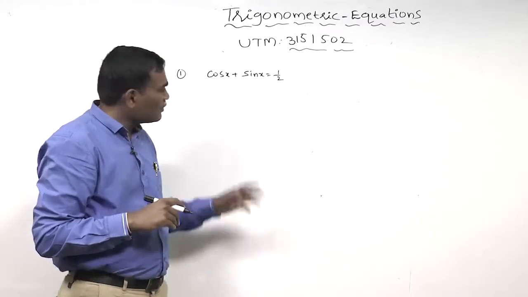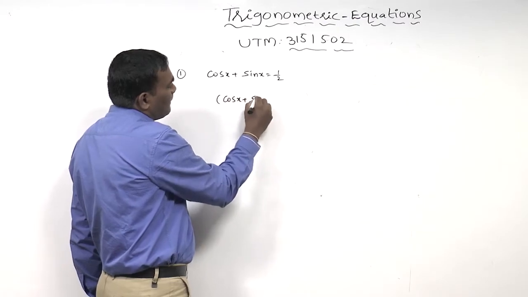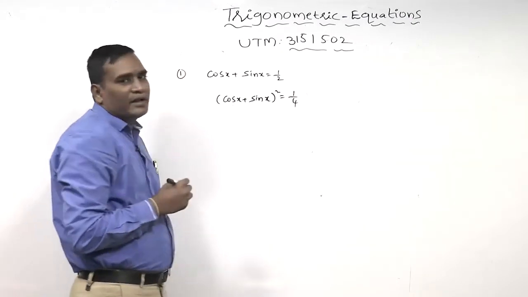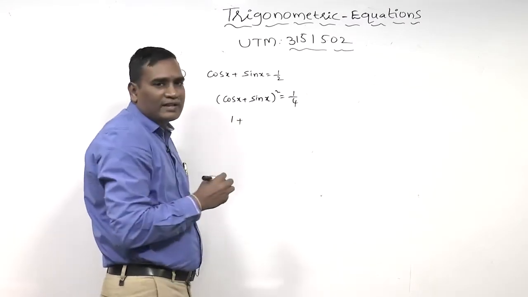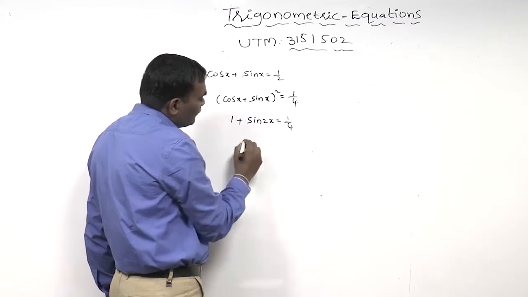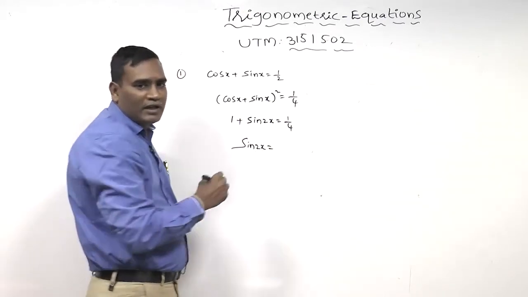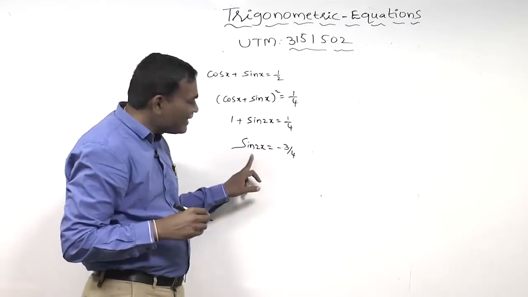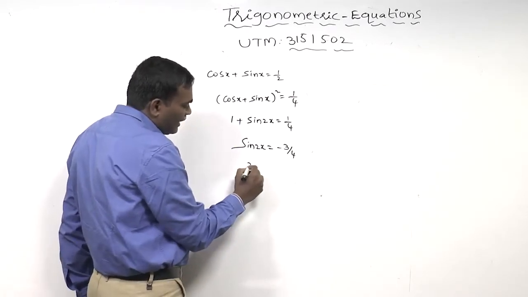What to do? Squaring on both sides. Cos x plus sin x whole squared is equal to 1 by 4. Cos square x plus sin square x, that is 1, plus 2 sin x cos x, that is sin 2x, is equal to 1 by 4. Sin 2x is equal to 1 by 4 minus 1, that is minus 3 by 4. I want it in terms of tan. Write the sin 2x formula in terms of tan, then you will get the tan value.